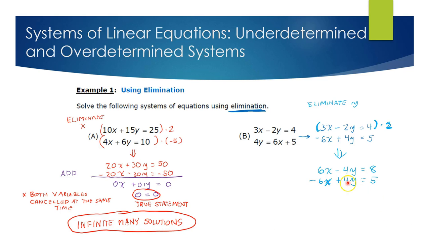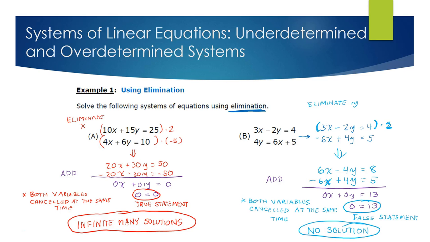And so when I add these together, the y's do cancel. I'm left with no y's, but I'm also left with no x's. On the right-hand side, 8 plus 5 is 13. So basically, both variables cancel, and I'm left with a statement that says 0 equals 13. Because I had both variables canceling at the same time, that tells me I have a special circumstance, one of those special cases. And since I'm ending up with a false statement, that tells me that there is no solution.